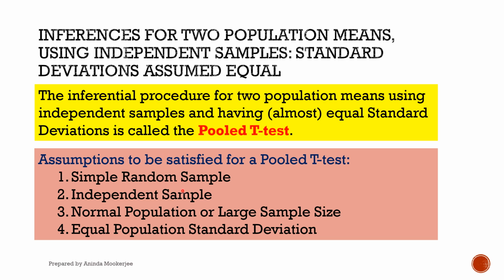We have to satisfy the following conditions. First of all, it has to be a simple random sample. It has to be an independent sample. It better be a normal distribution, or if the sample size is large enough, then it's automatically assumed to be a normal distribution, and there must be equal population standard deviations. I will show you shortly how we can determine whether the two standard deviations are close enough to use the pooled t test.